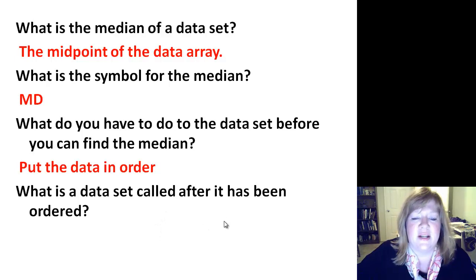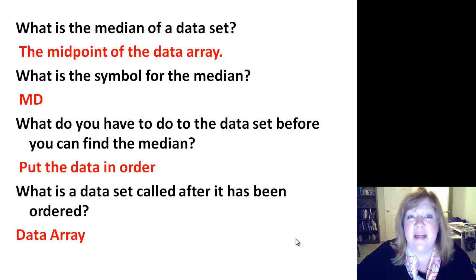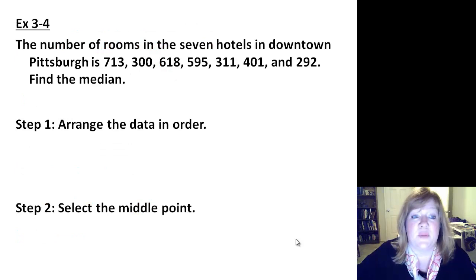What is the data set called after it has been ordered? Aha! It's called a data array. It just means a data set that's been put in order. So arrange the data in order. Notice it doesn't say from high to low or low to high. It doesn't really matter. And we have 1, 2, 3, 4, 5, 6, 7 data items.